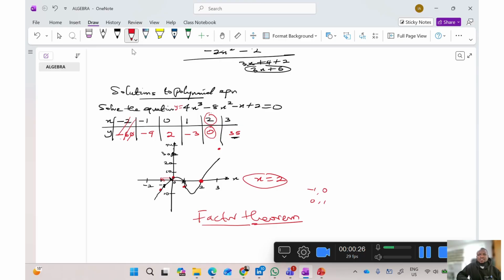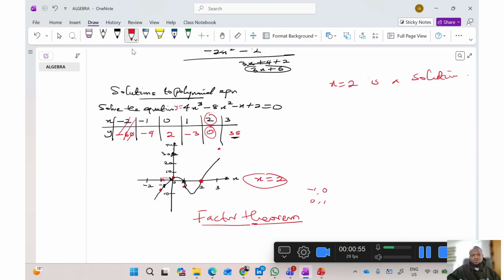So that implies that x is equal to 2 is a solution. But there are two other solutions. Because we are only sketching this graph, it will be difficult for us to find the exact solution. If we had used a graph, it would be easy to find the solution, because the solution will be at that point where this graph cuts across the x-axis.